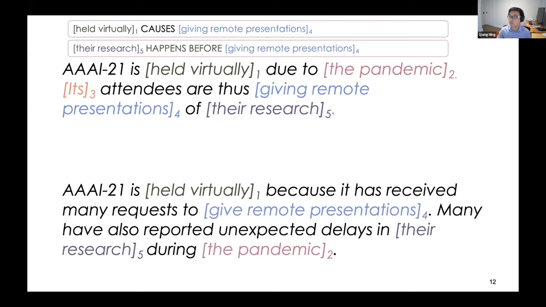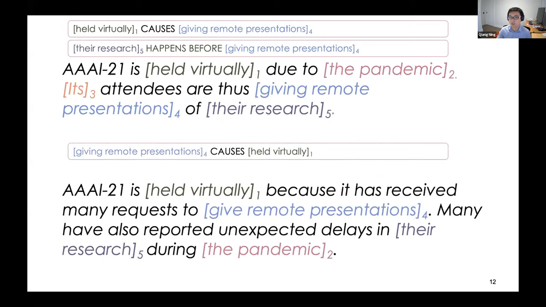It tells us that it's not that held virtually causes remote presentations, but it's the fact that people want to give remote presentations that causes held virtually. In addition, this time, we are sure that this research is happening during the pandemic.